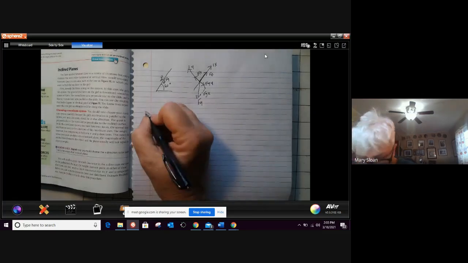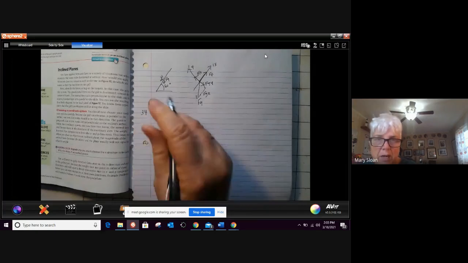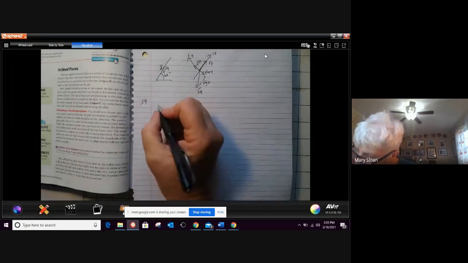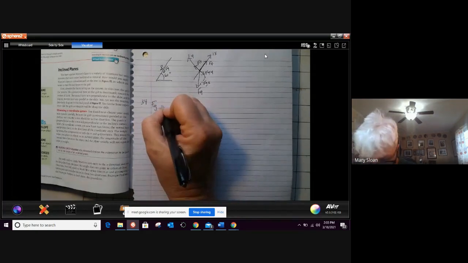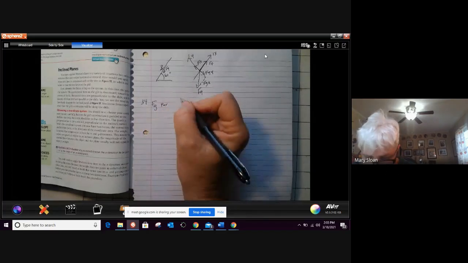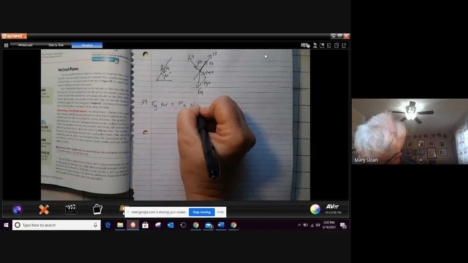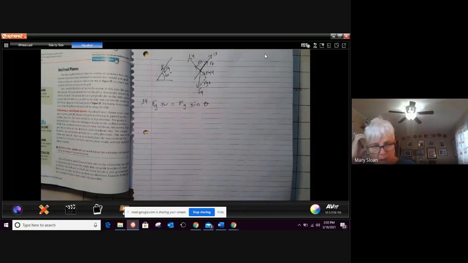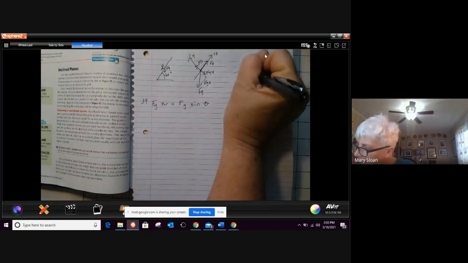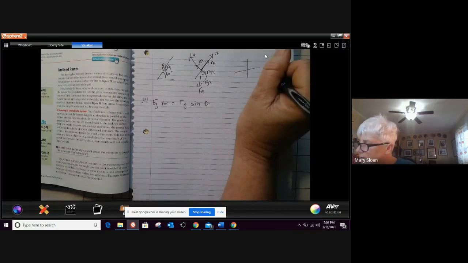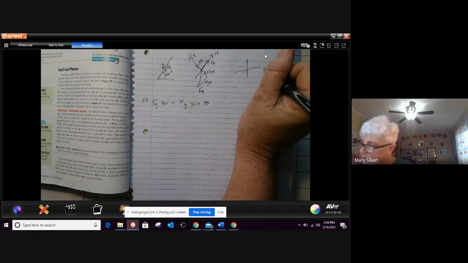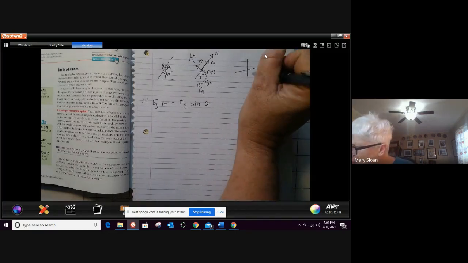So, number 34, write this in your ISM book. You're going to have your force gravity parallel equals your force gravity times sine theta. And what we're doing is we're using that paper that we did yesterday or the day before. I think we did it on Monday. And on that, we had our x, y, and we had our sine and our cosine.